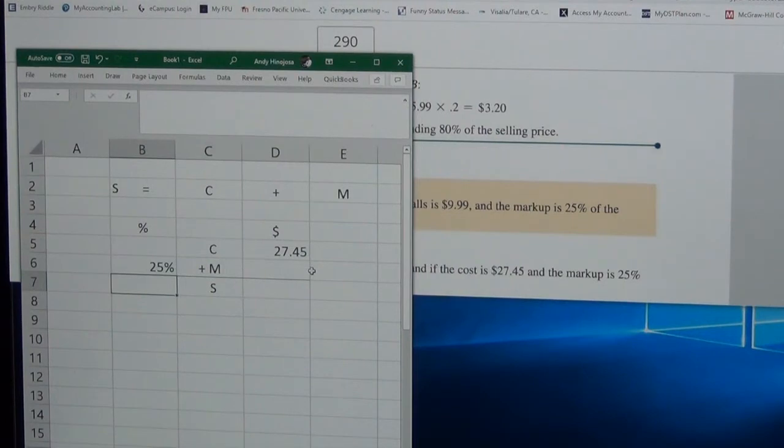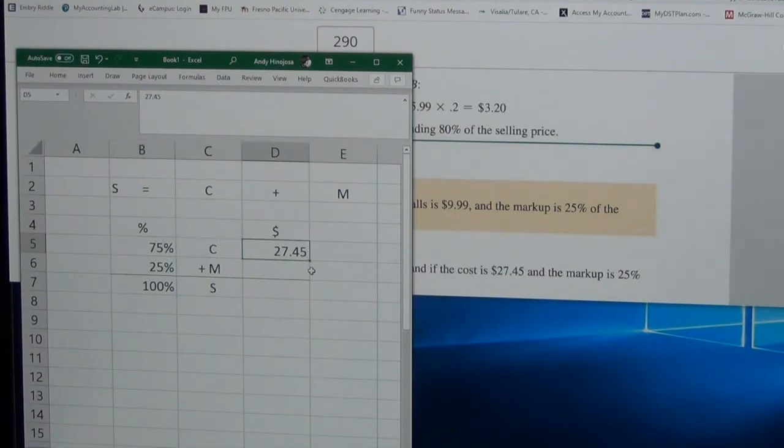What do I know? I know this is 100%. I know this has to be 75%. So I can jump to the sales price knowing that this $27.45 represents 75% of the sales price. In other words, the way you derive that is you take the selling price multiplied by 75%, and that would give you the cost.